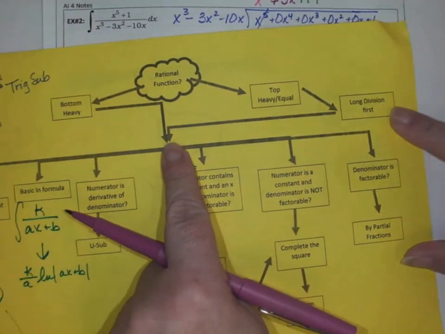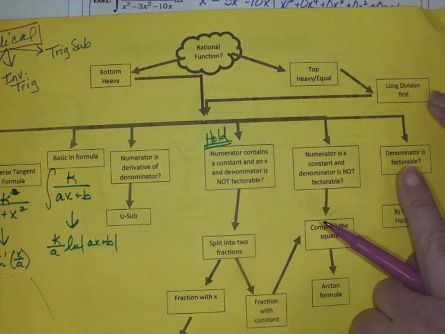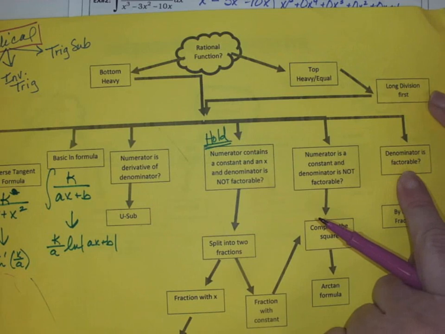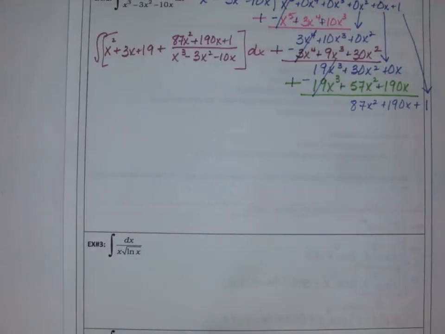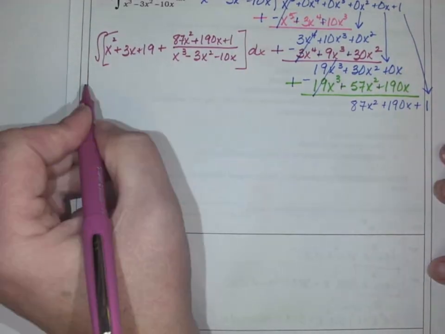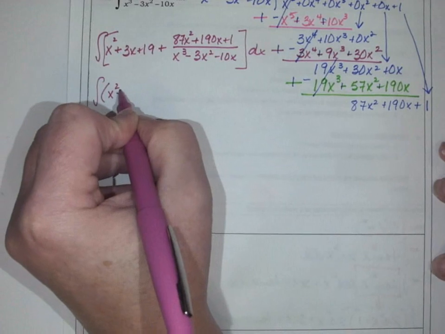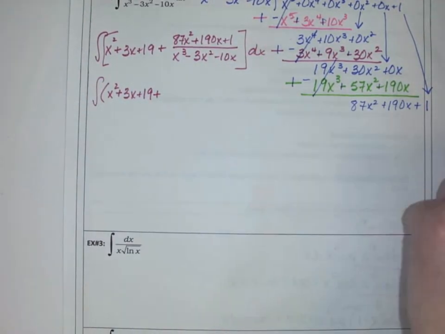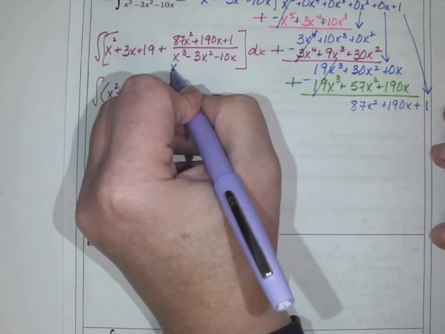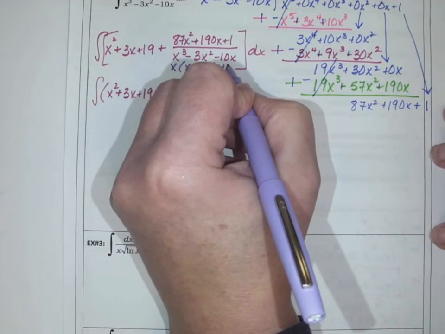So we're back here and we have all of these options. If I look at the denominator, the first thing I'm going to check for is, is it factorable? And it is factorable. So if it's factorable, I'm going to use partial fractions. I am going to split this up. Well, first I'm going to carry down my x squared plus 3x plus 19. Then I'm going to split this up. This is x times (x minus 5) times (x plus 2).